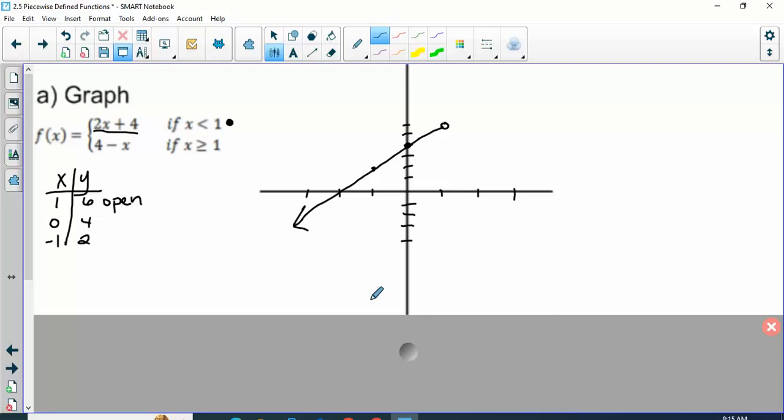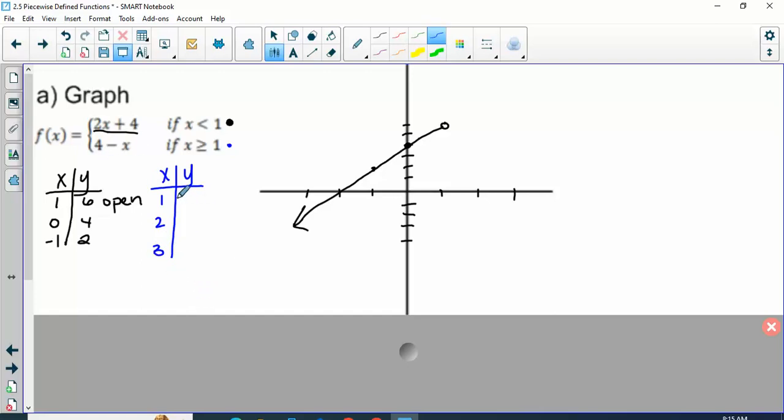The next piece, we're going to do 4 minus x if x is greater than or equal to 1. So we need another T-chart for that piece. Again, we start with the endpoint, which is 1. But this time it's an equal to, so we don't have to worry about the open circle. And then we want things larger than 1. So maybe a 2 and a 3.